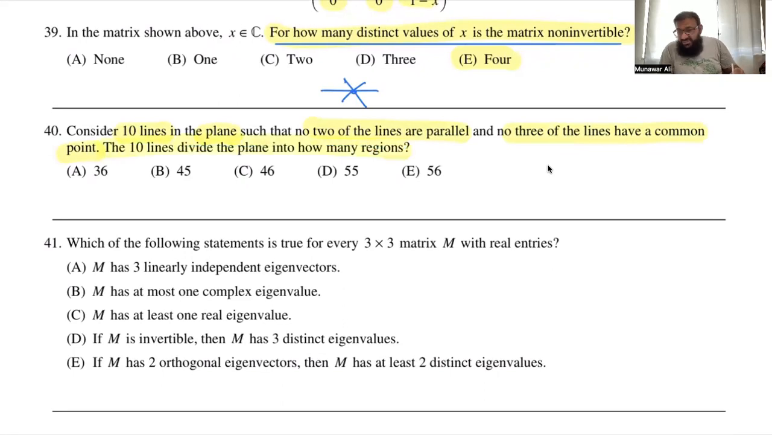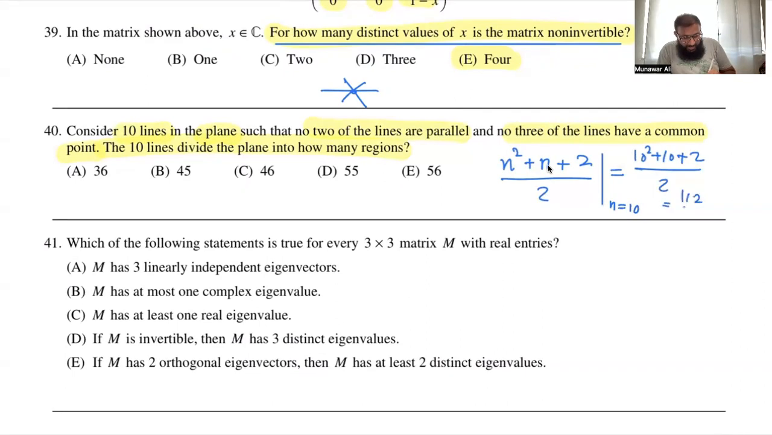So there is a formula for that. Let me write the formula, but I'm going to justify the formula as well. (n square plus n plus 2) over 2, where n is the number of lines. This formula gives you the number of regions into which those 10 lines divide the plane. So if you substitute n equal to 10, 10 square plus 10 plus 2 over 2, you will get 112 over 2, which is 56. That's it.